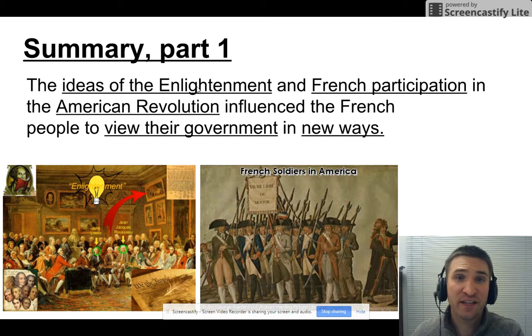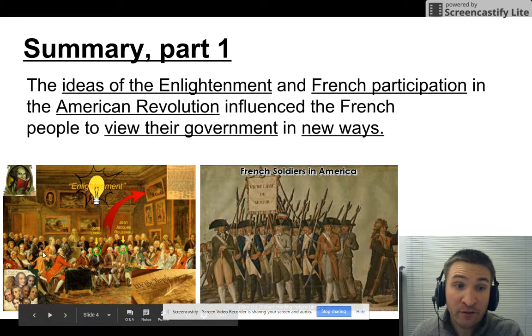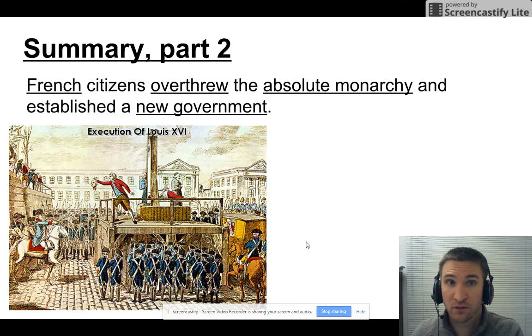Summary, part 1, fill in the blanks. The ideas of the Enlightenment and French participation in the American Revolution influenced the French people to view their government in new ways. The Enlightenment, of course, Locke and Rousseau were two thinkers, and the French soldiers in America, they get a taste of what revolution is like.